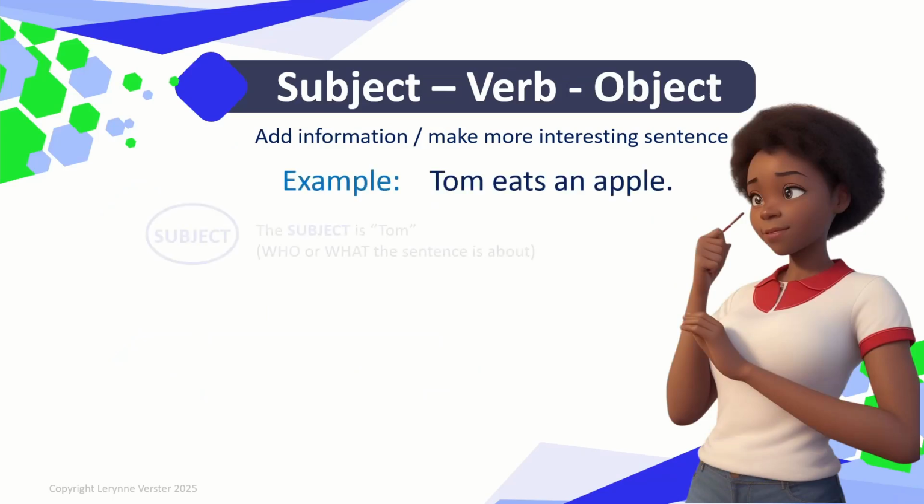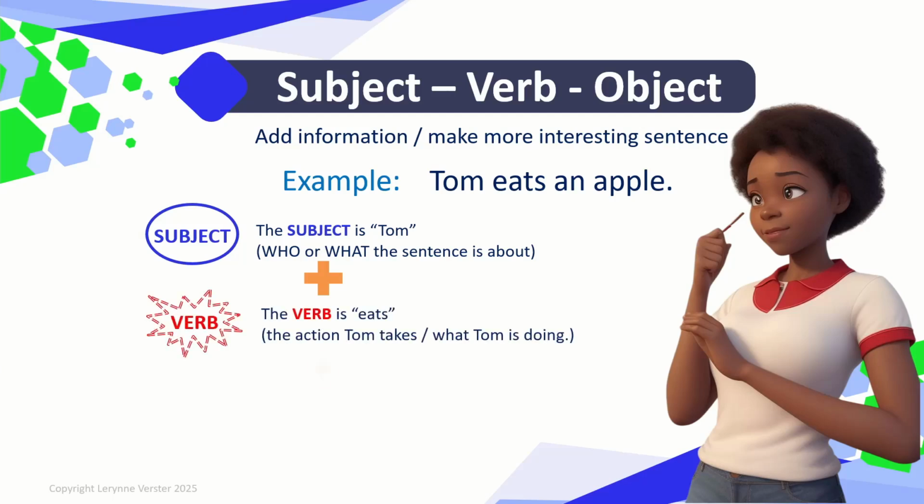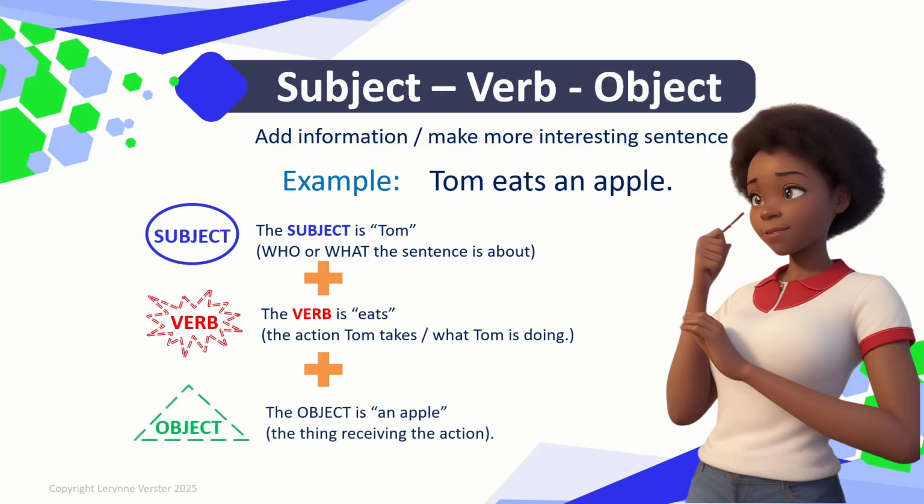Tom eats an apple. We know that the subject is Tom, who or what the sentence is about. The verb is eats, the action Tom takes, what Tom is doing. Now we add the object. The object is the thing or person that receives the action of the verb. In our example, the object is an apple, what Tom is eating.